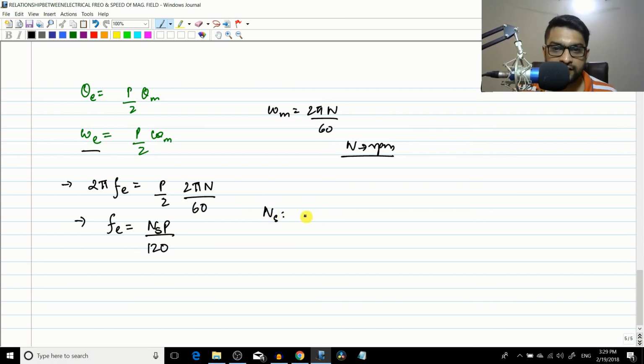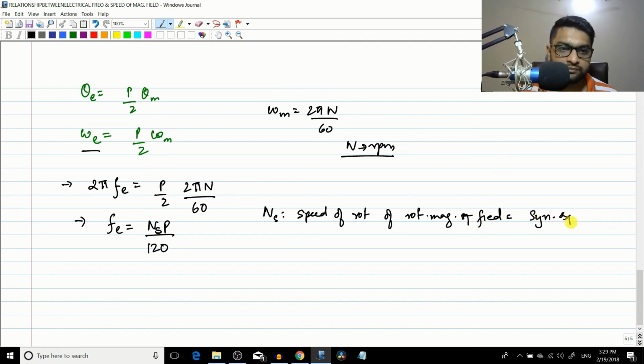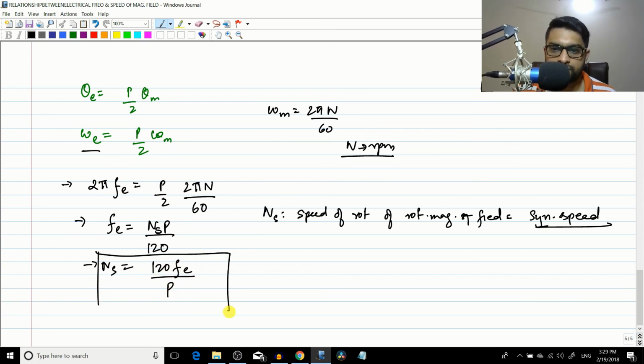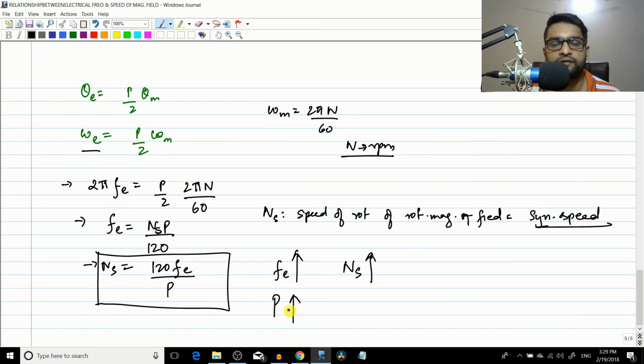So Ns is the speed of the rotation of the rotating magnetic field, and it is also called synchronous speed, and it is a very important relation. That means Ns will be equal to 120 f electrical divided by the number of poles. So what does it mean? If f electrical is going to increase, that means from 50 Hz to 60 Hz you are going to go, keeping the poles same, Ns will increase. And if you increase the number of poles, keeping f electrical constant, that means for 50 Hz you increase from 2 poles to 4 poles, Ns will come down.